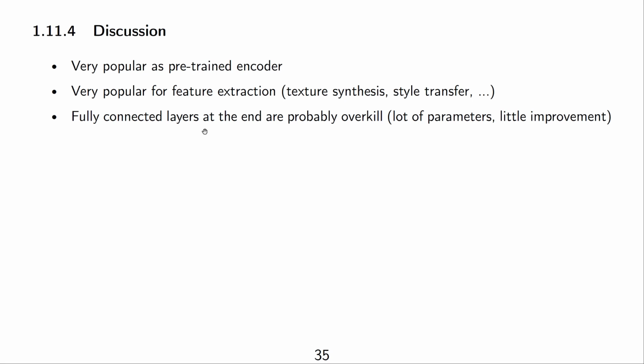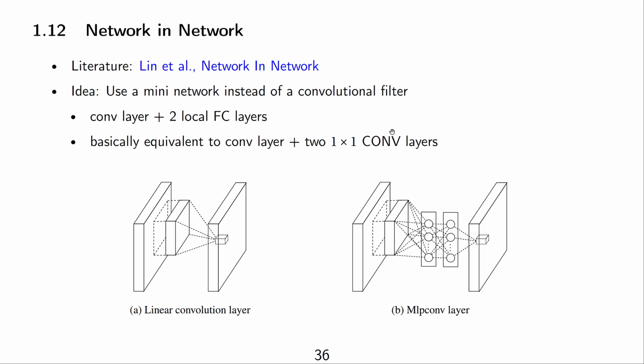Also, as discussed, the fully connected layers at the end are probably overkill. They use lots of parameters, but they provide little improvement. So there was this one paper that described this idea called network in network, and it described something that just turns out to be equivalent to a one-by-one convolutional filter.